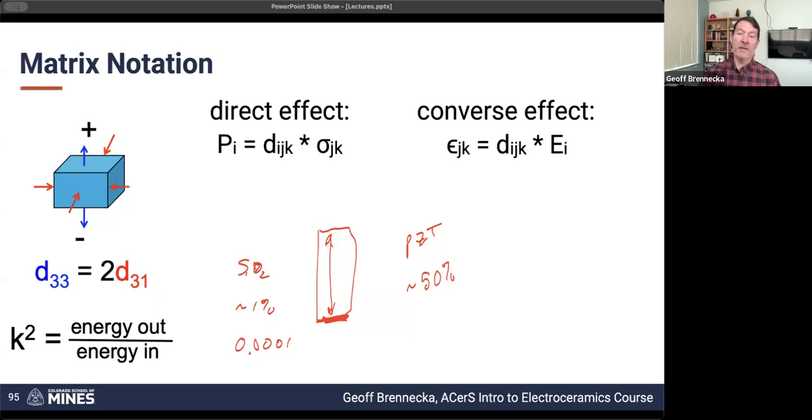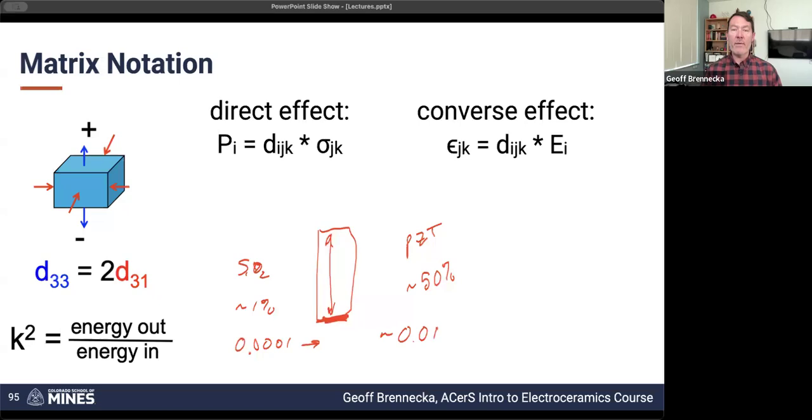PMN-PTs can be up in the 90%. In that case, they actually have a significantly larger loss than this one. So this may have a loss of maybe 1%, maybe 0.5%, something like that. So you'll actually lose a bit more energy, even when you're getting greater conversion, because of the way that energy is dissipated.